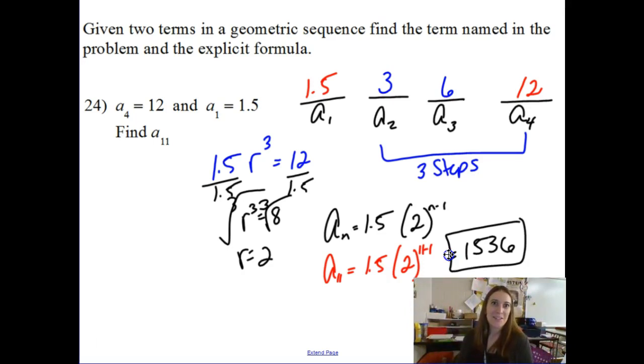So our next lesson is going to bring back arithmetic sequences and also talk about series, and we're going to do a lot of calculator work on the next lesson. So you're going to love that one.